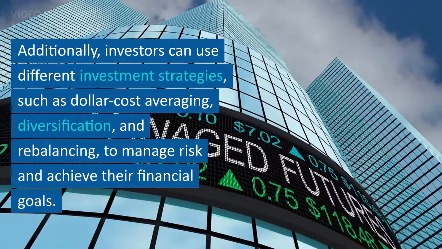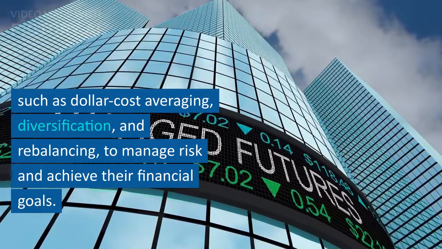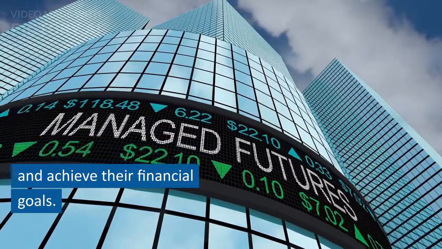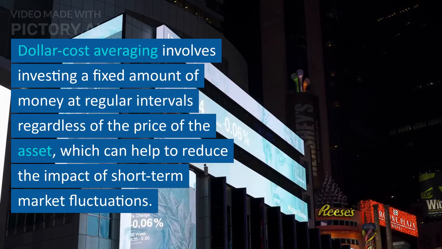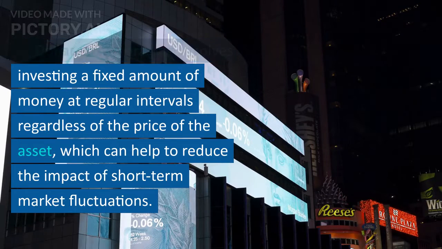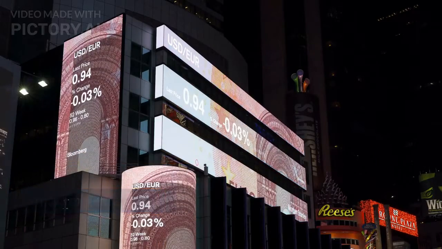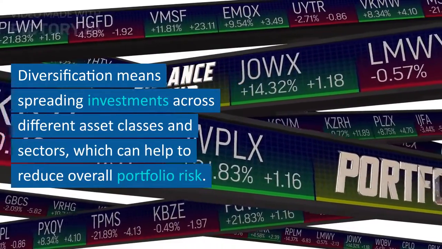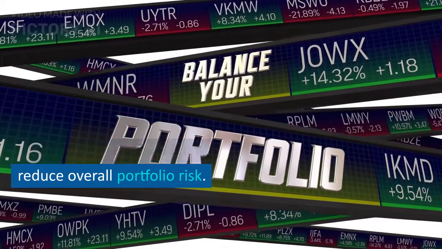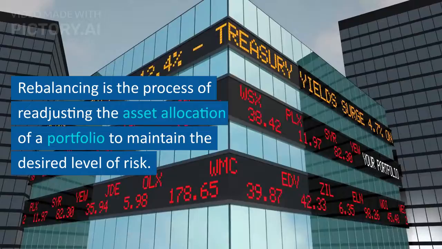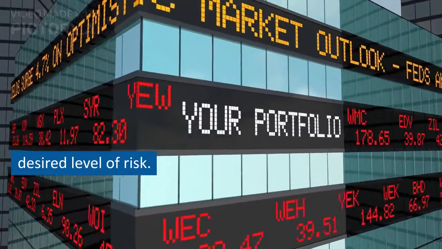Additionally, investors can use different investment strategies, such as dollar-cost averaging, diversification, and rebalancing, to manage risk and achieve their financial goals. Dollar-cost averaging involves investing a fixed amount of money at regular intervals regardless of the price of the asset, which can help to reduce the impact of short-term market fluctuations. Diversification means spreading investments across different asset classes and sectors, which can help to reduce overall portfolio risk. Rebalancing is the process of readjusting the asset allocation of a portfolio to maintain the desired level of risk.